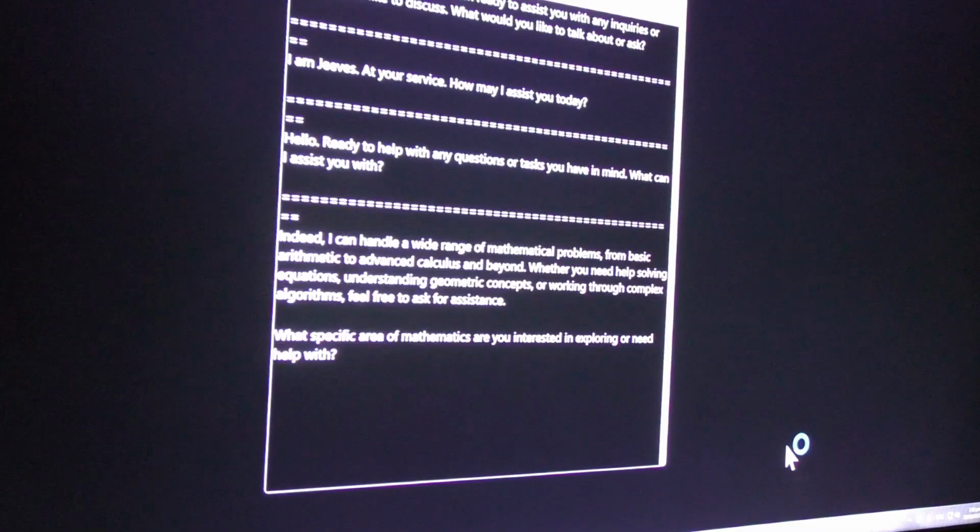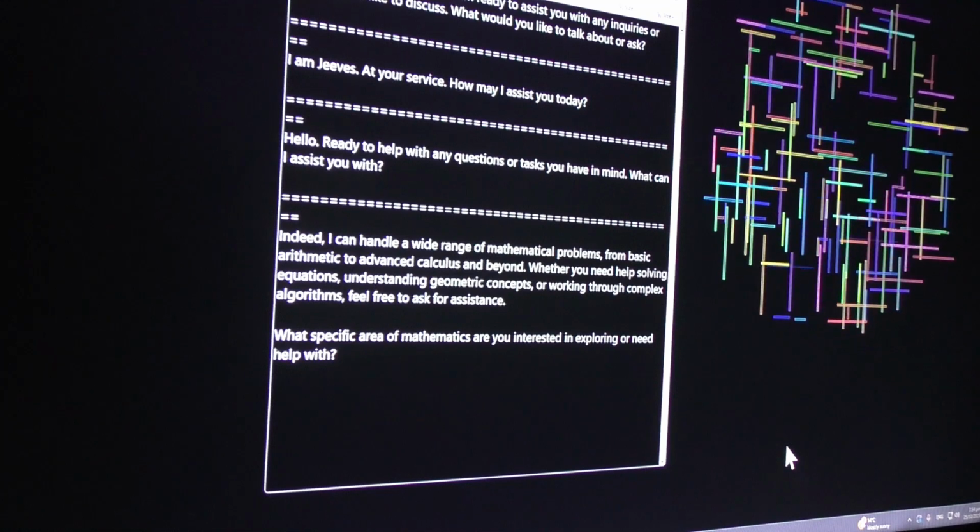Do you do mathematics? Indeed, I can handle a wide range of mathematical problems, from basic arithmetic to advanced calculus and beyond. Whether you need help solving equations, understanding geometric concepts, or working through complex algorithms, feel free to ask for assistance.